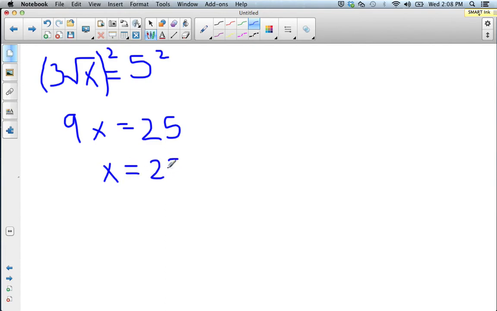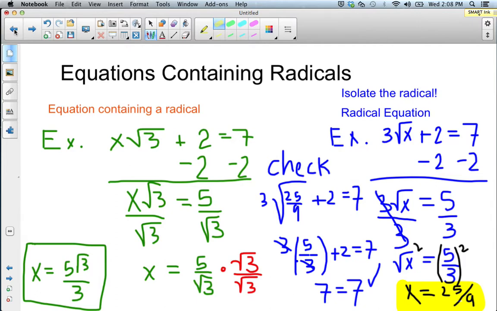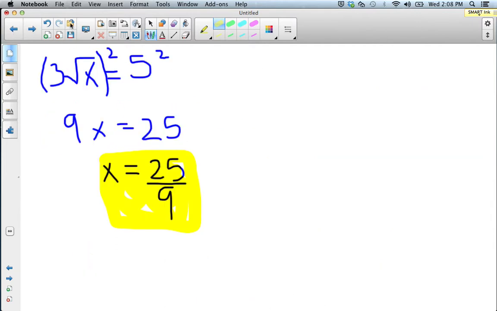Either way is fine to solve, but you need to make sure that if you're going to square this, you square the 3 and you square the square root. And so there's my answer. Highlighter, bam. And we already checked, we know that works. Highlight, highlight, highlight. Okay? Same answer as before. 25 over 9.